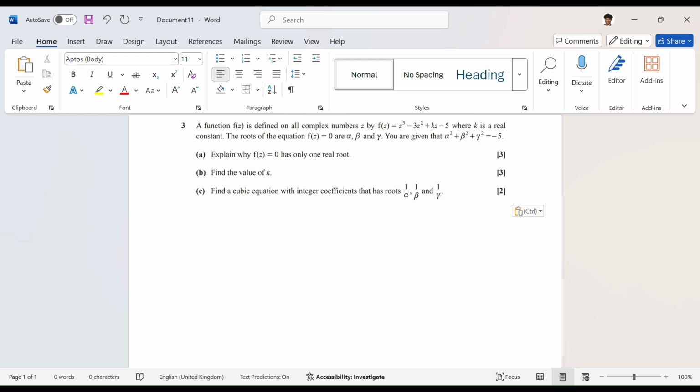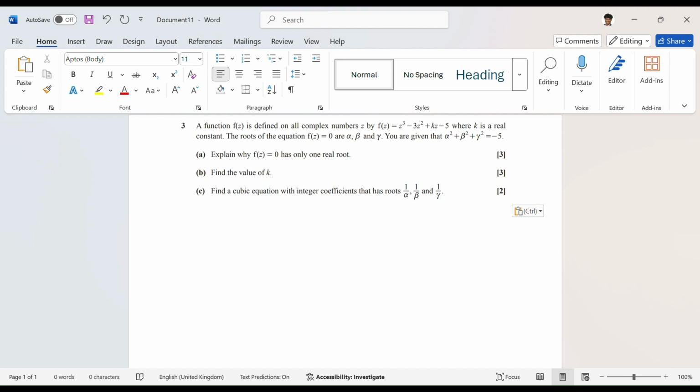Hi there, welcome back to another video covering OCR Further Maths. Today we're doing a past paper question from the November 2021 series. This is question 3 from the Pure Core 1 paper, and this question is basically about roots of polynomials.